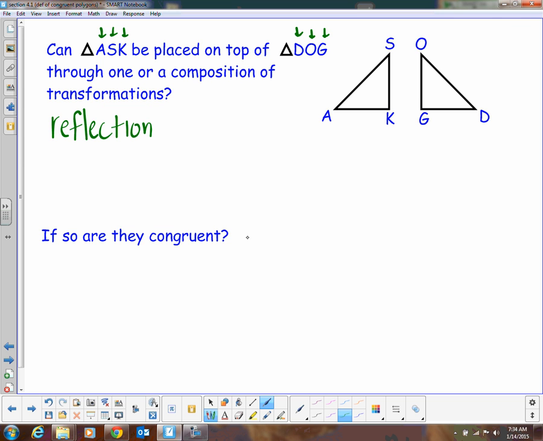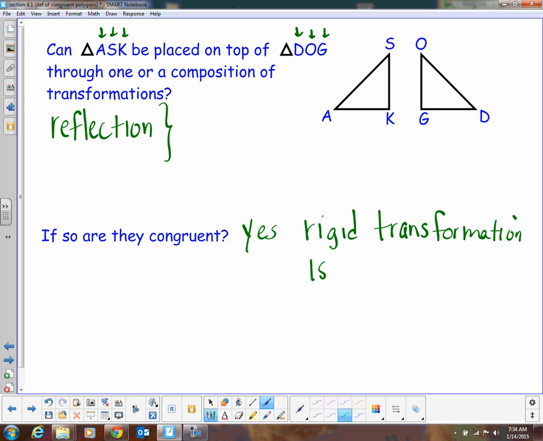If so, are they congruent? Yes or no? Yes. Why? Because reflections are rigid transformations. Or reflections are an isometry. Rigid transformations. Or you could say it's an isometry which preserves angle measure and length. All right, so one of the important pieces today is that you remember the way we have to correspond our letters. And that's going to be a big piece of 4.2, 4.3.